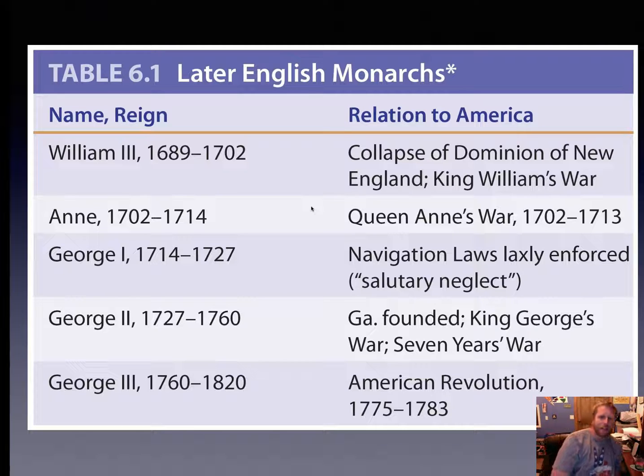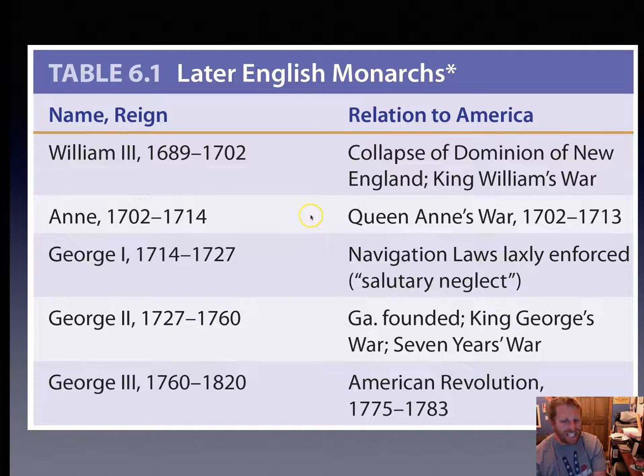So later English monarchs: you have William III, who ruled because of the Glorious Revolution, oversaw the collapse of the Dominion of New England. He also fought King William's War. Queen Anne, from 1702 to 1714, had Queen Anne's War, which lasted pretty much her entire reign. George the First, a Hanover king who actually spoke fluent German. He's German. Don't tell the English that. He signed the Navigation Laws, or they were laxly enforced, which we call salutary neglect.